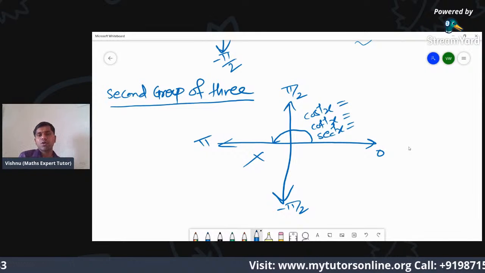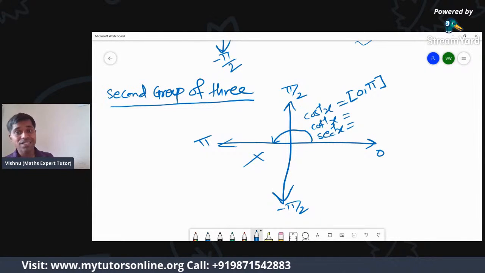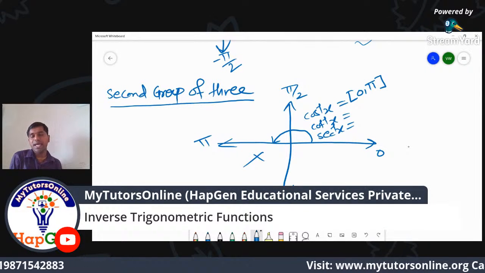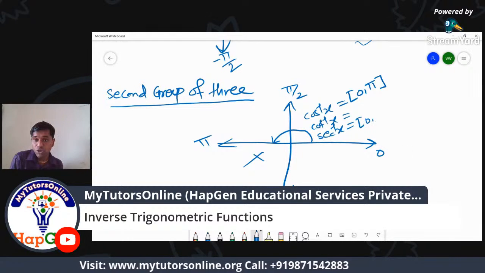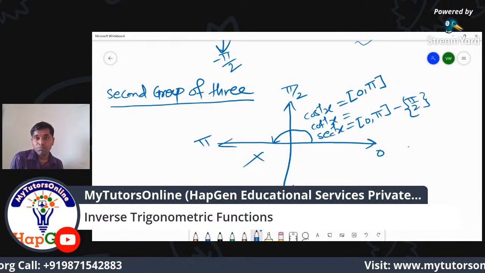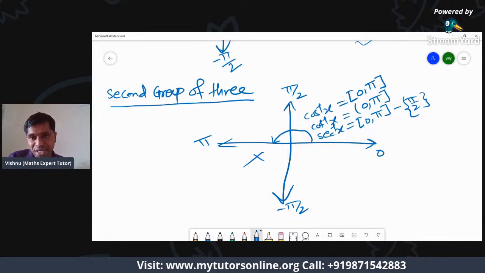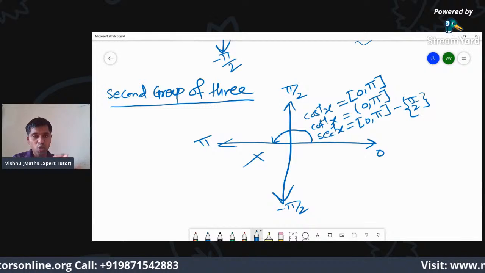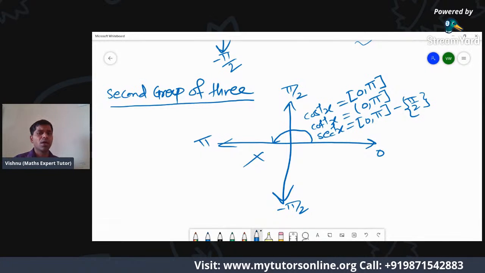Obviously, cos inverse x is 0 to pi. Cos inverse x is 0 to pi, right? Similarly, sec. Now, if you see, sec is not defined at pi by 2. So it is also closed interval 0 to pi, excluding pi by 2. I will explain the detailed meaning. Cos inverse x is defined on 0 to pi, closed interval. Cos inverse 0 is defined, cos inverse pi is defined. There is no problem with any of the function.